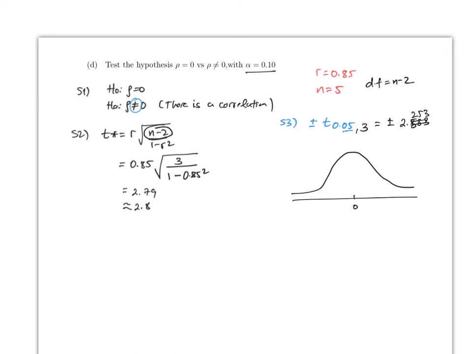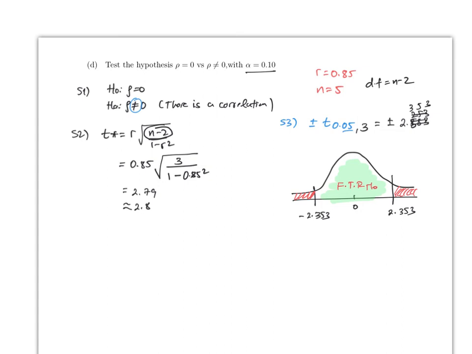All right, so then remember, draw the rejection region just like we have been doing all along. So this is 2.353. This is minus 2.353. So if it is here, it will be rejected. If it is here, it will be rejected. And here is the fail to reject. Okay, so fail to reject H0.